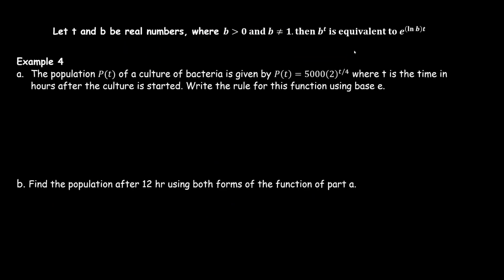The rule, the way that your book has this written, is: let t and b be real numbers, where b is greater than 0 and b is not 1. Then b to the t power is equivalent to e raised to the natural log of b times t.